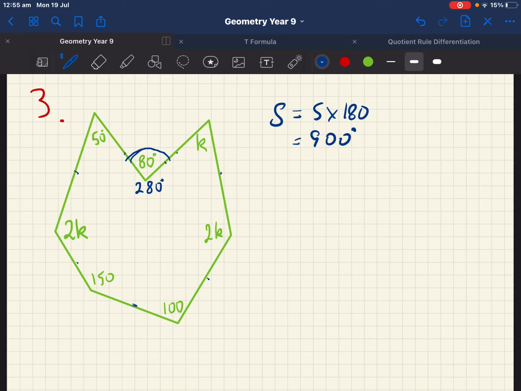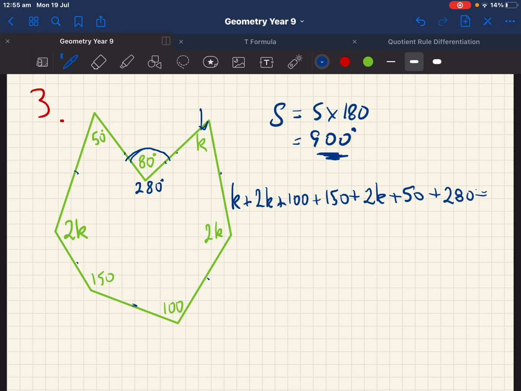I'm going to pick the simplest unknown angle that we have, which is this K up here at the top. This is where I'm going to start. I know that we've got 7 angles in total, and they're all going to add up to 900 degrees. Let's write that out as an equation. So K plus, that's our first angle, plus 2K plus 100 plus 150 plus 2K plus 50 plus 280.